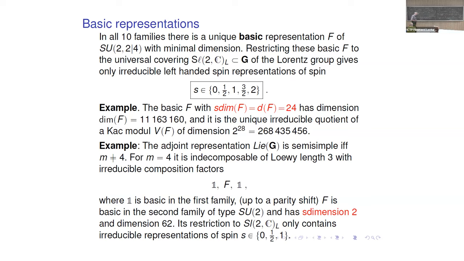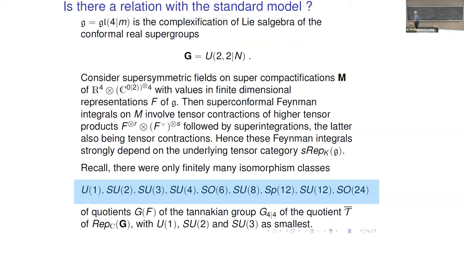That is what physicists are interested in, because spin 0 is scalar fields, 1/2 is Dirac fields, 1 is vector fields, 3/2 is gravitinos, and gravitational waves are spin 2. So they are potential candidates for field theories.